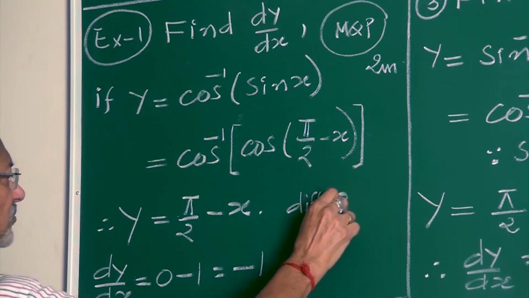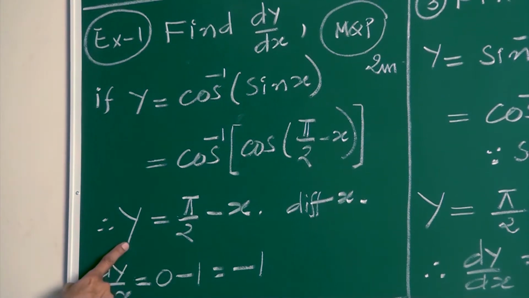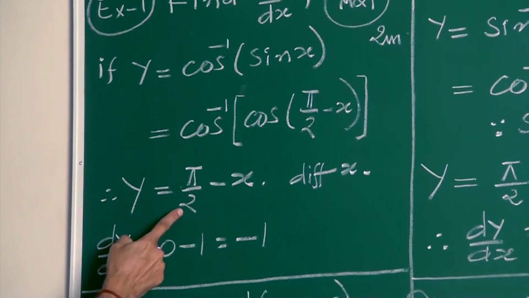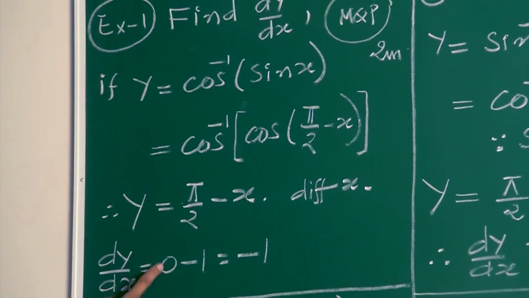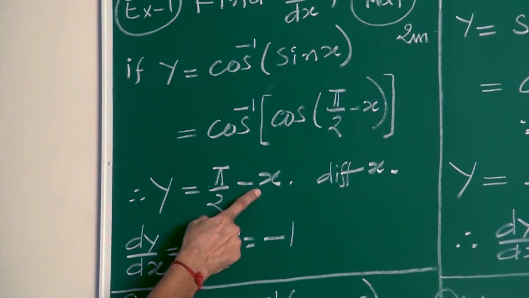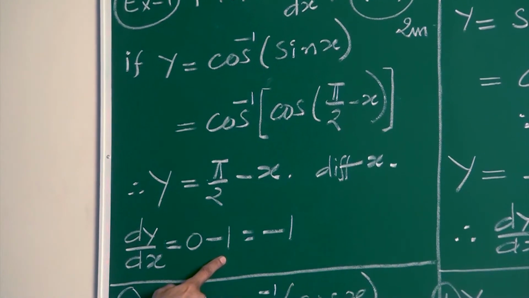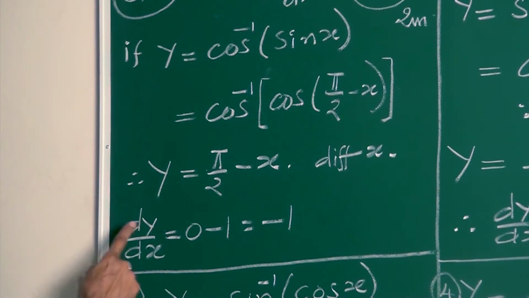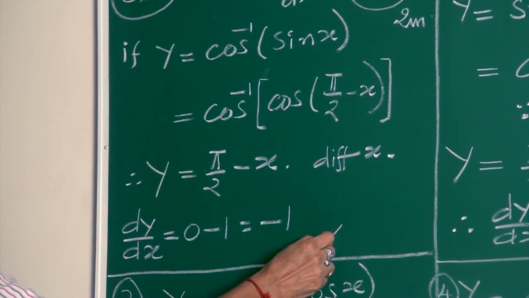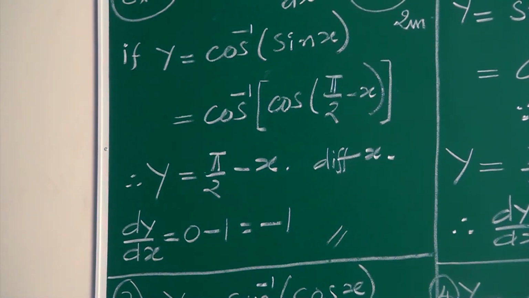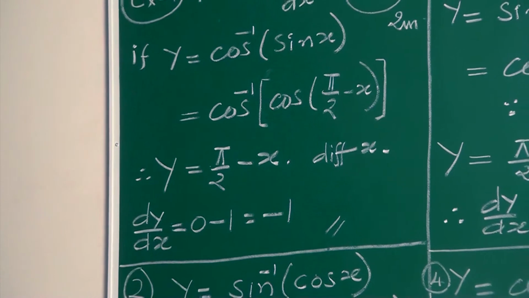Differentiate this with respect to x. The derivative dy by dx: pi by 2 being a constant, its derivative is 0, minus the derivative of x, which is 1. Therefore, what is the answer? dy by dx is minus 1.